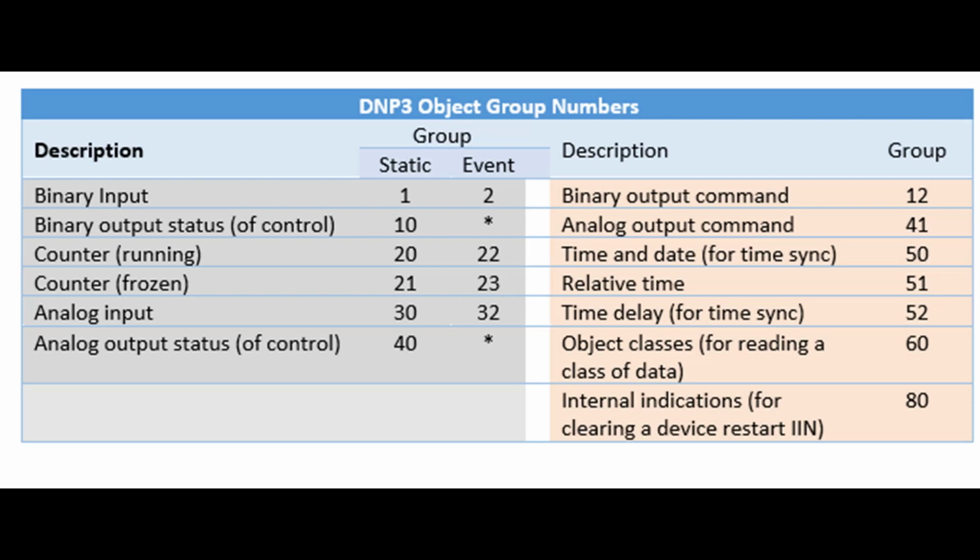Binary and analog output status points, which return endpoint values associated with output controls, have only a static input object group. Actually, DNP3 does define event groups for these point types, but the event groups are not part of the subsets and therefore not part of this class. All objects will be discussed later.